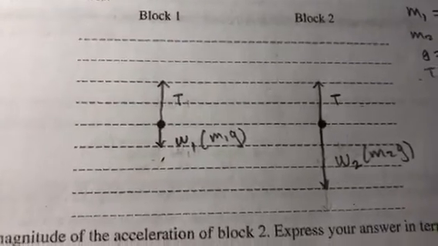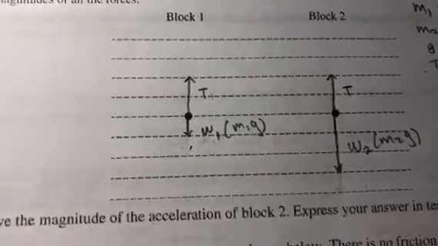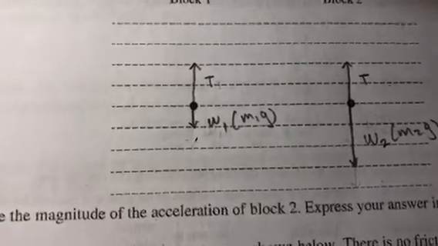The tension vectors for both blocks are the same, since they are connected by the same string, and their magnitudes are equal to the difference between the weight of the second block and the weight of the first block, which is also the net force.